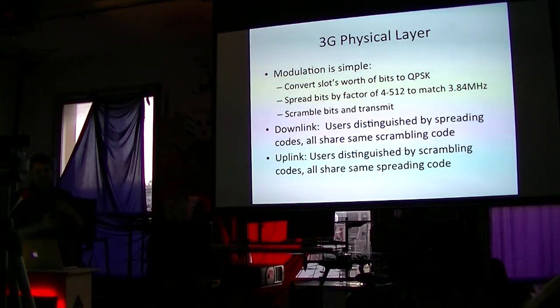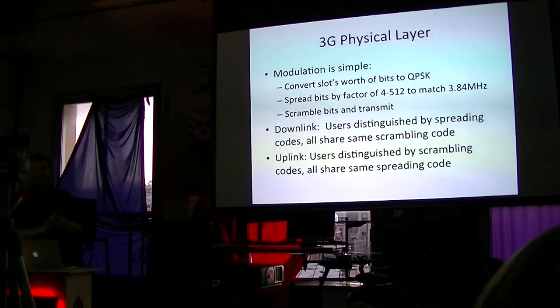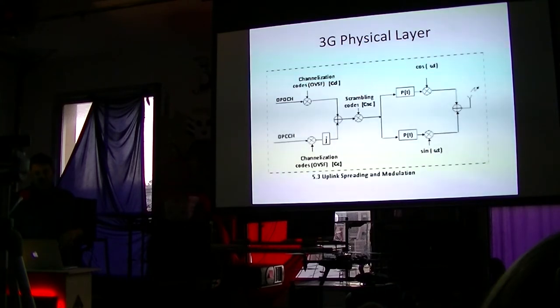On the uplink, it's flipped around a little bit. They all use the same spreading codes, but each phone is told to transmit using a different scrambling code. So the processing works in a different order when you do that. Not to keep on too long, but that's a simple diagram of how that works. The spreading codes are formally called channelization codes, or orthogonal variable spreading factor codes in the spec.